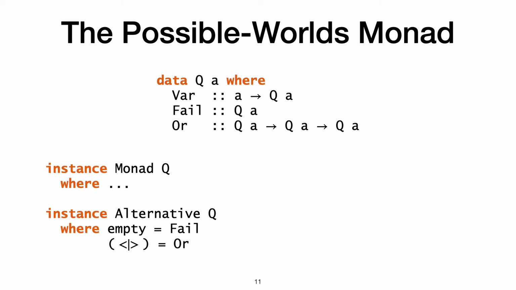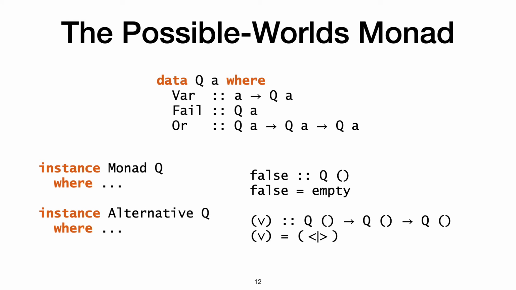On the other hand, it also has an alternative instance. An alternative is a monoid on applicative functors, and this alternative instance of queries aligns very well with the disjunctive structure of the queries. And indeed, as you can see, we can represent false by means of the alternative's empty, and disjunction by means of the alternative binary operator.